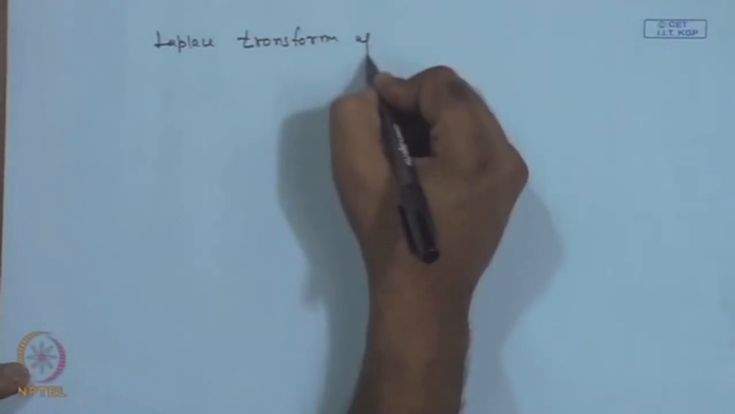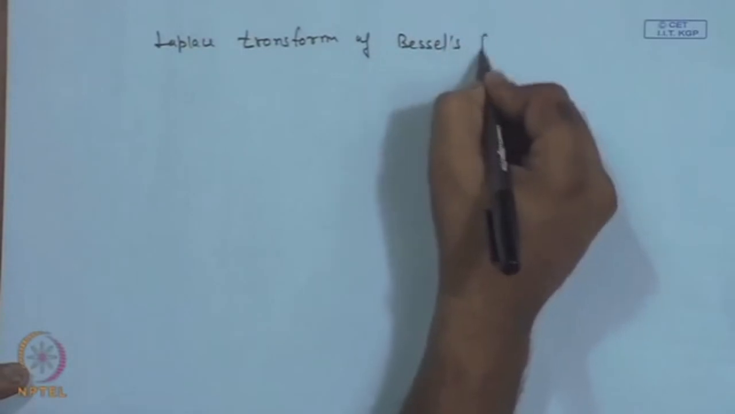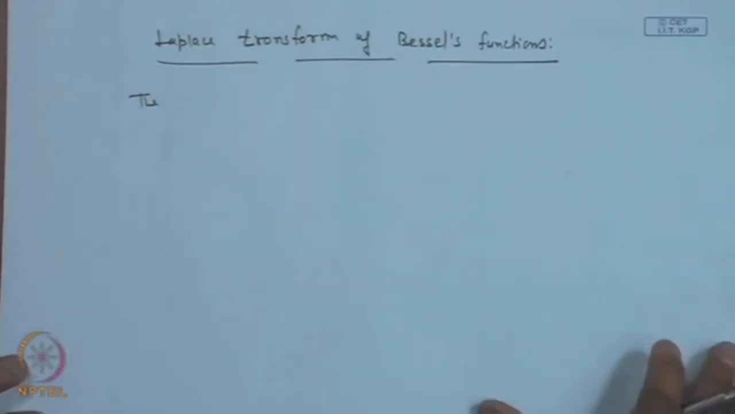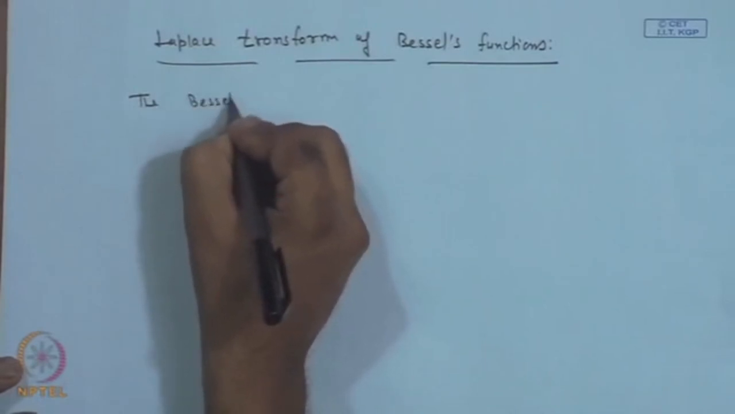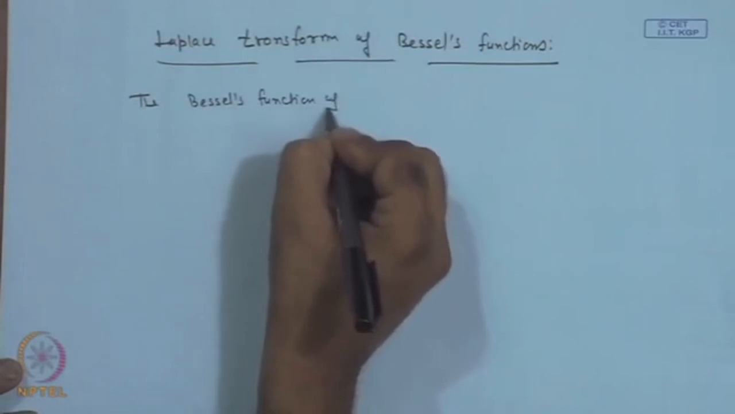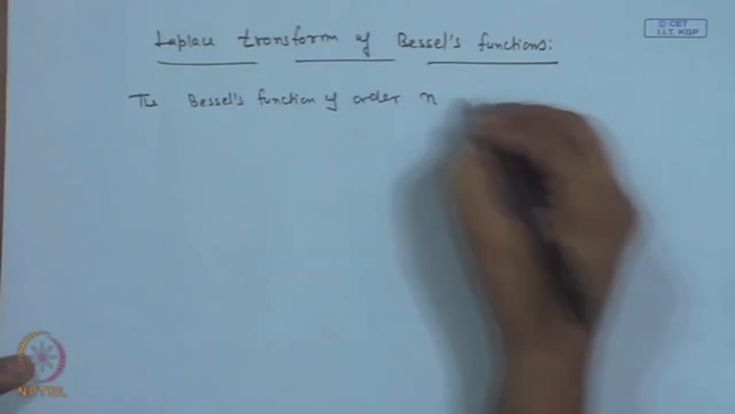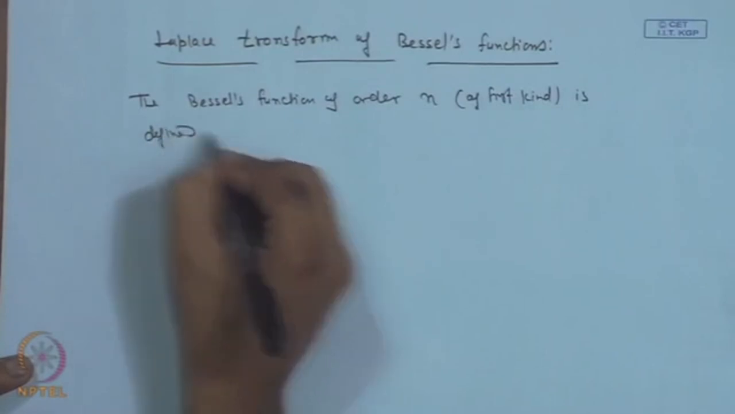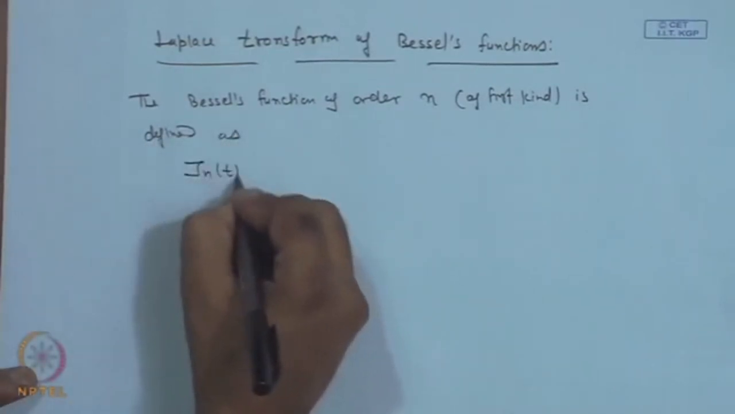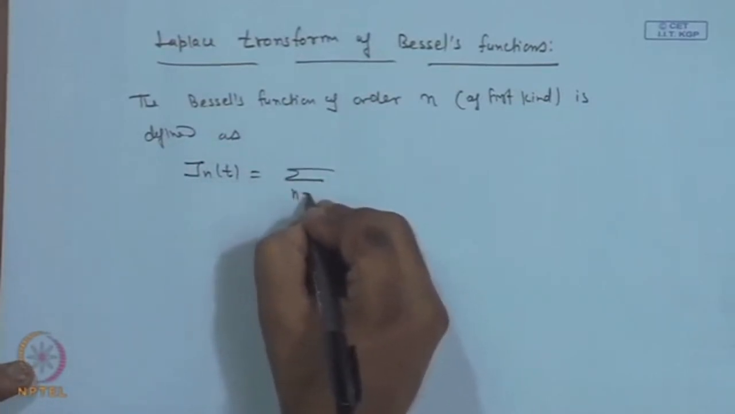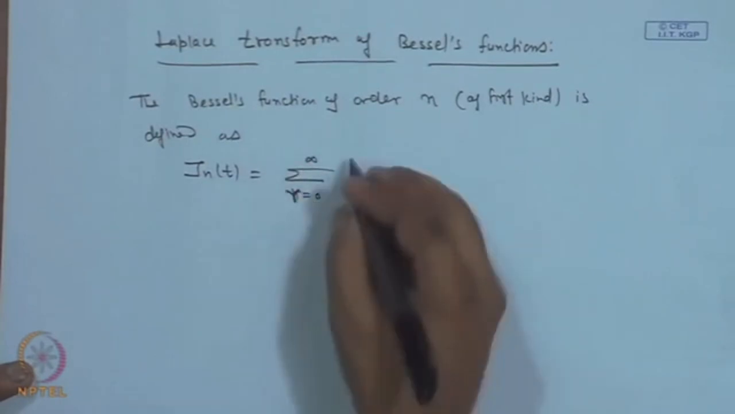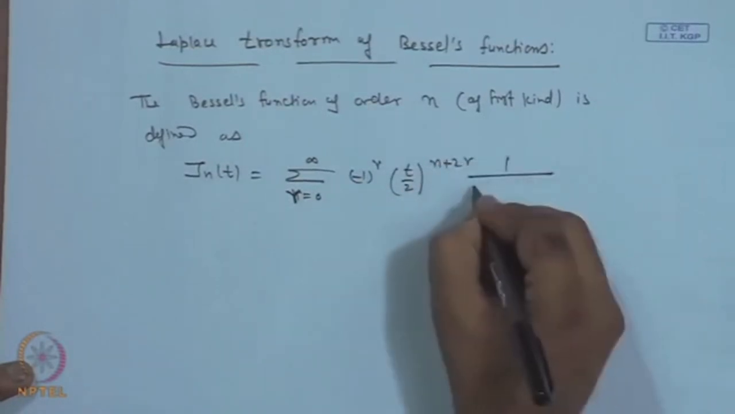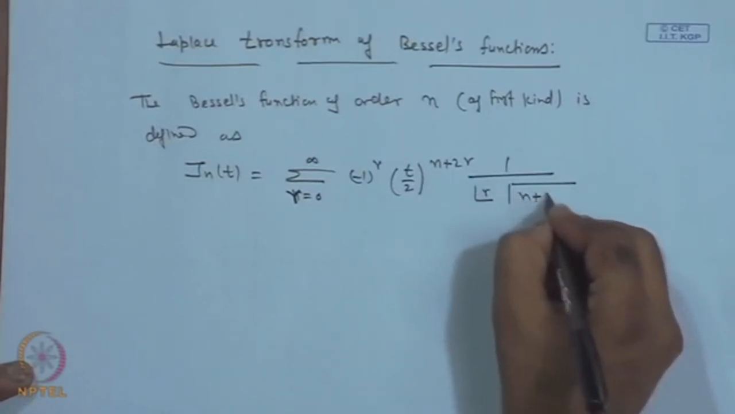Laplace transform of Bessel's function. So, let me just briefly introduce first what the Bessel function is. Bessel's function of order n, or of the first kind, is defined as J n of t, the sum from r equals 0 to infinity of minus 1 to the power r, t over 2 to the power n plus 2r, divided by factorial r and gamma of n plus r plus 1.